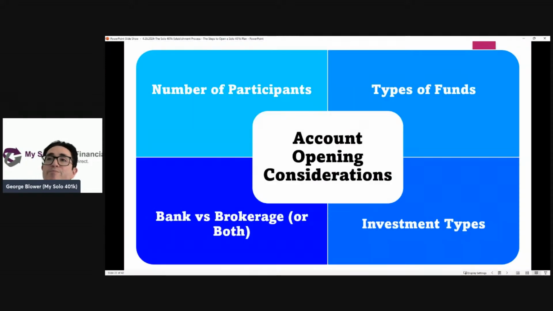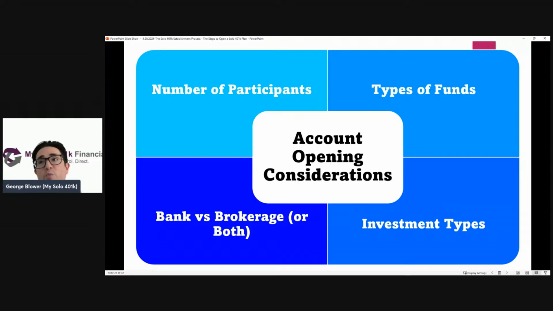So as far as some of the top considerations when it comes to opening up an account, right? Number one would be number of participants. So there's a lot of clients that do have multiple participants, right? It could be a husband and wife that are both participating in the same plan, right? They're both working in the same business. And so in that case, each person is going to have their own separate account.